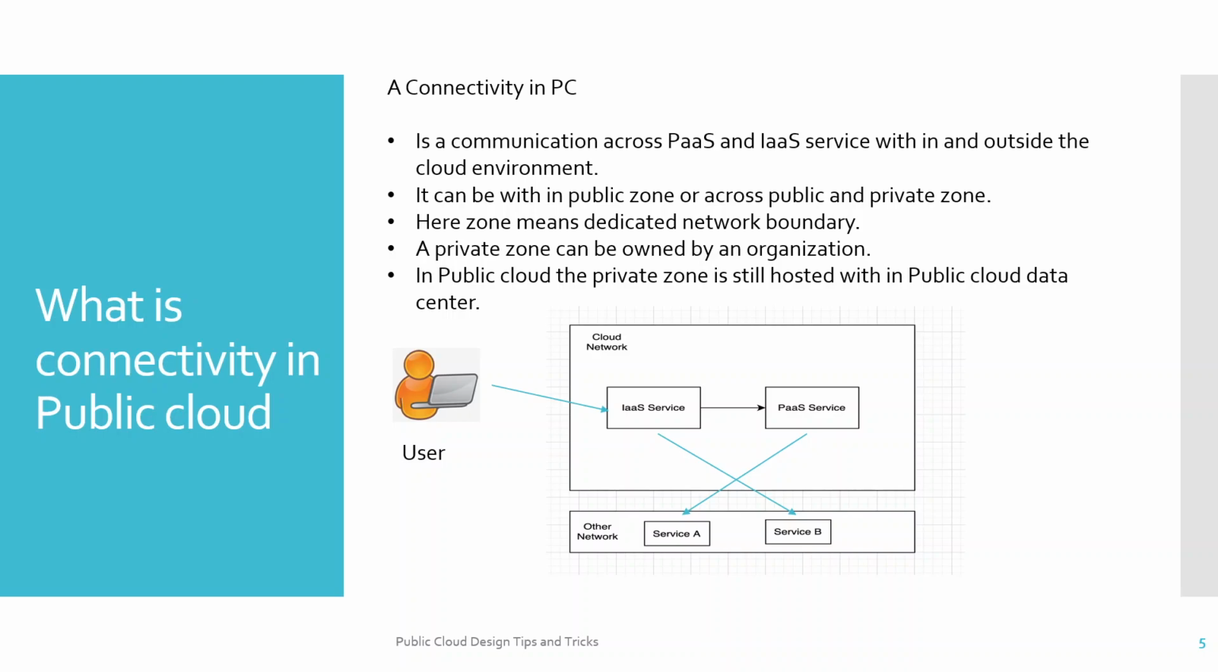Now, it can be within the public zone or across public and private zone. What it means is the public zone is more open to the audience within the public cloud, and the private zone is a more dedicated set of IPs which is controlled to a specific set of users, as we have already discussed. So that is how it works within the cloud. Here zone means a dedicated network boundary, and a private zone can be owned by an organization, which I have already explained.